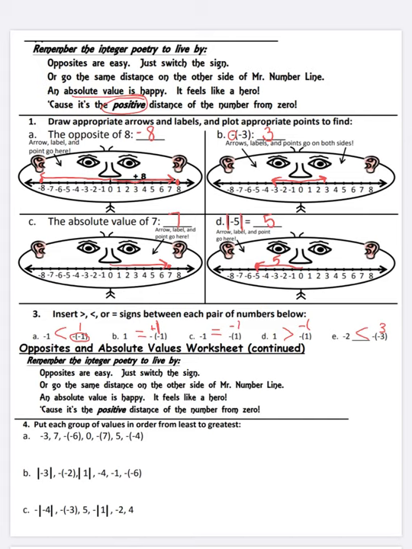Let's review our energy poetry one more time. And then we're going to put these groups of values in order from least to greatest down below. It says opposites are easy, just switch the sign or go the same distance on the other side of Mr. Number Line. An absolute value is happy, it feels like a hero because it's the positive distance of the number from 0. So remember, anytime you have these opposite signs, that's almost like an operation. You need to actually find what that value is.